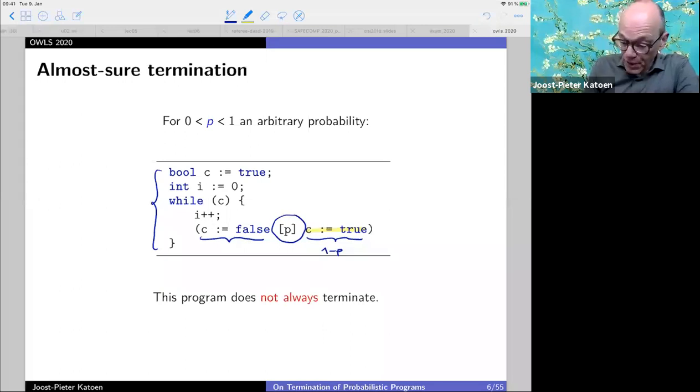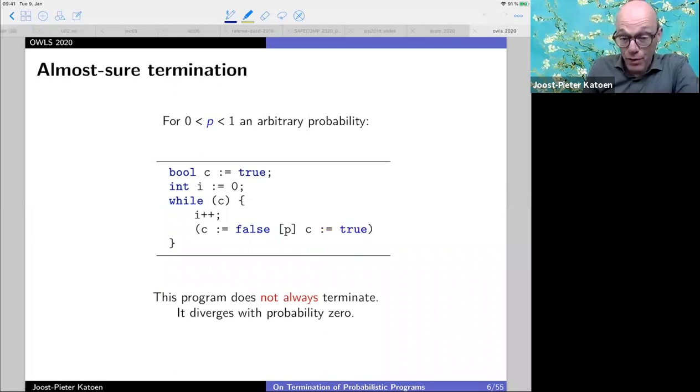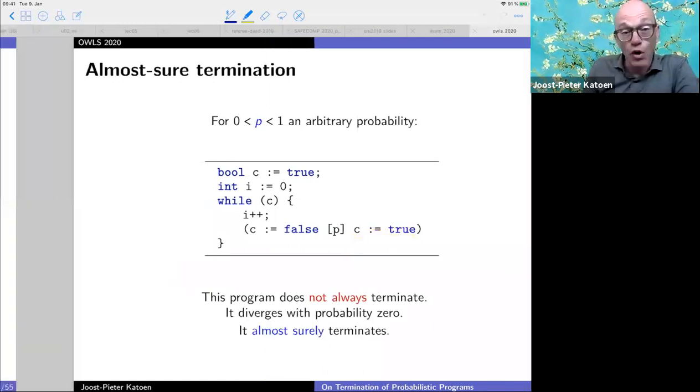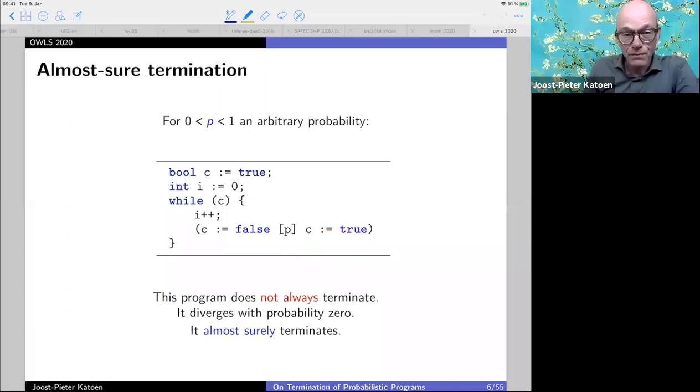So this program does not always terminate. It diverges with probability 0, because with probability 0, we can infinitely often take this right-hand branch. And what we say is this program almost surely terminates. So this notion is different from the certain termination that we have seen before. This program may terminate, may diverge, but the probability of divergence is actually 0.